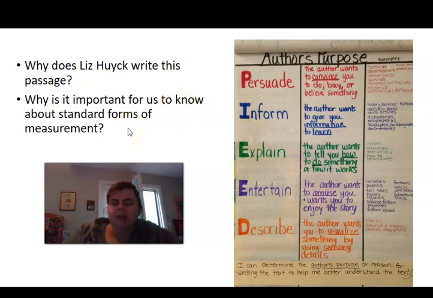And why is it important for us to know about standard forms of measurement? I think it's important so that when we measure something like a house or a car or a wall, we all have the same measurements. And if we tell someone to walk 3 miles down the road, they know how far 3 miles is, and they end up in the correct spot.